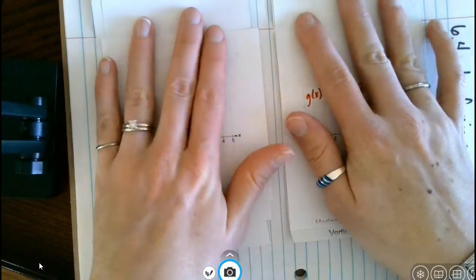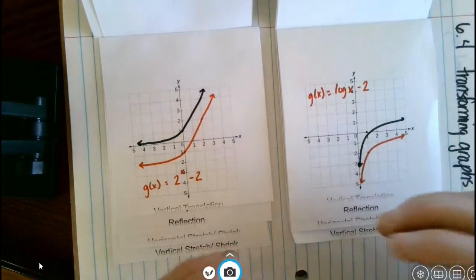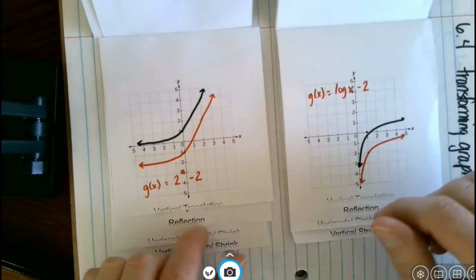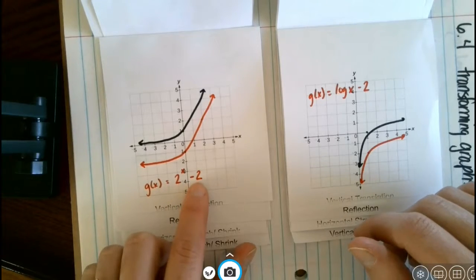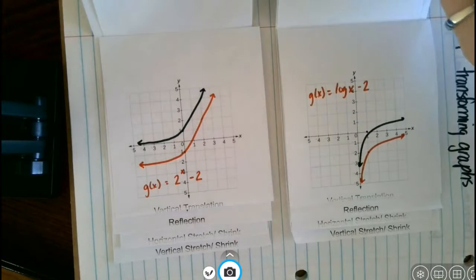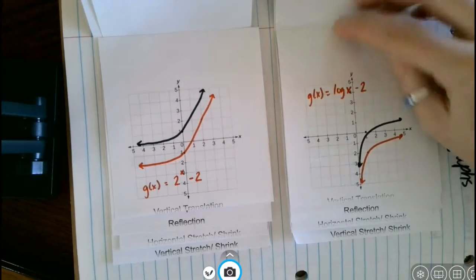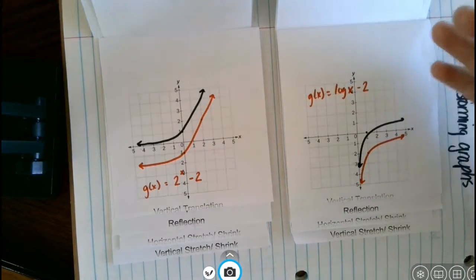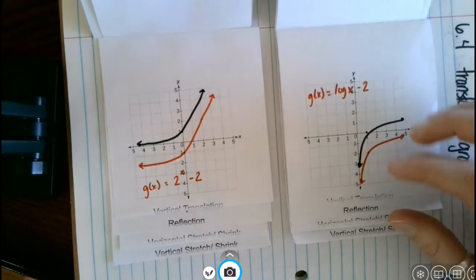So vertical is just up and down. So vertical means it's not in the parentheses and it's not with my variable. It's a little bit further away from my variable. So here you see I've got a 2 to the x and then minus 2 out here. When we're dealing with logs, you have to be very careful. So these two things, log of x minus 2 and log of (x minus 2), look very much the same, but you'll notice that the parentheses really matter. So make sure you're being very careful and specific with these.